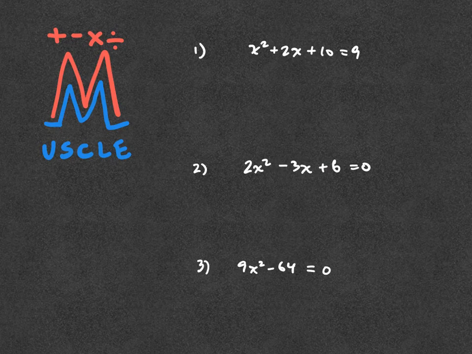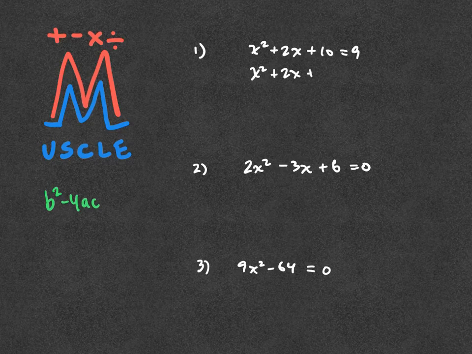Okay, so when using the discriminant, let's rewrite it: b squared minus 4ac. When using it, we do need to have the quadratic equation in the form ax squared plus bx plus c equals 0. In the first example, you can see that I don't have that. So I'm going to subtract 9, giving 1x squared plus 2x plus 1 equals 0. I've identified that a equals 1, b equals 2, c equals 1.